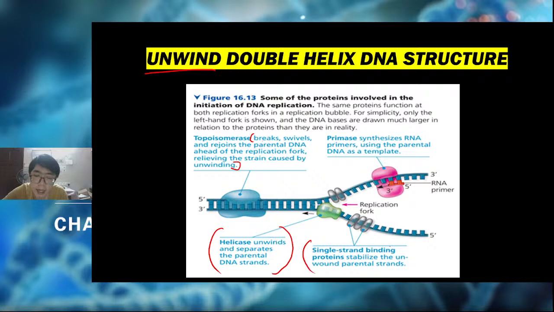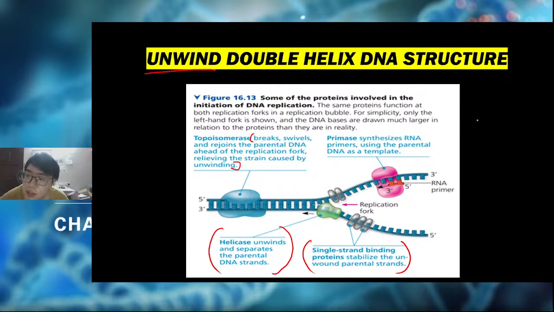And at the same time, there is one protein called single-stranded binding protein. This one stabilizes the unwound parental strand. Because since it already unwound or cut down the double helix structure, maybe it cannot stabilize. It is unstabilized already. So this protein has the responsibility to stabilize them. Okay, so ini sangat senang je. So you have to know this. Helicase has the responsibility to cut down.